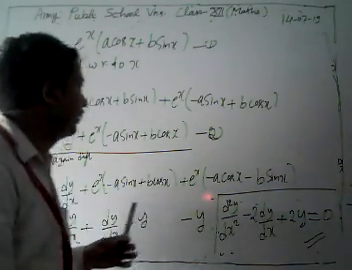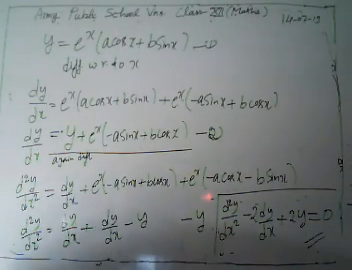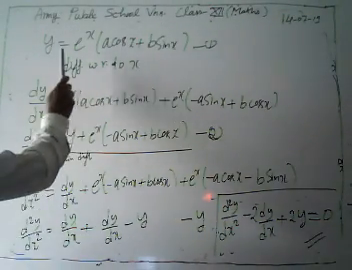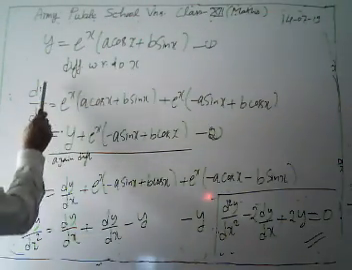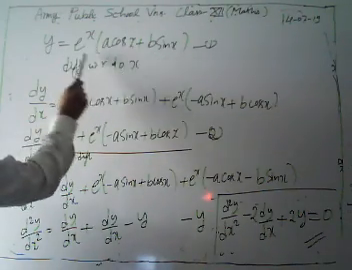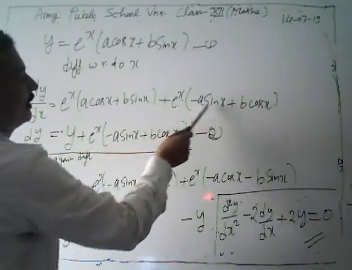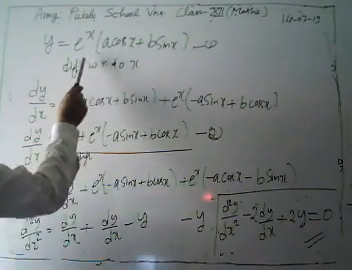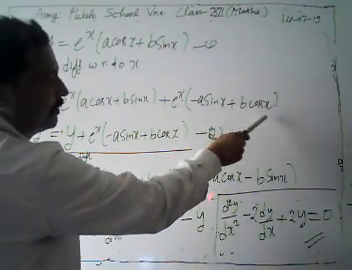I am going to revise it again. What do we do? Since there are two parameters given, first of all we differentiate with respect to x. Using the product rule, dy/dx is e to the power x times (a cos x plus b sin x) plus e to the power x times (minus a sin x plus b cos x).